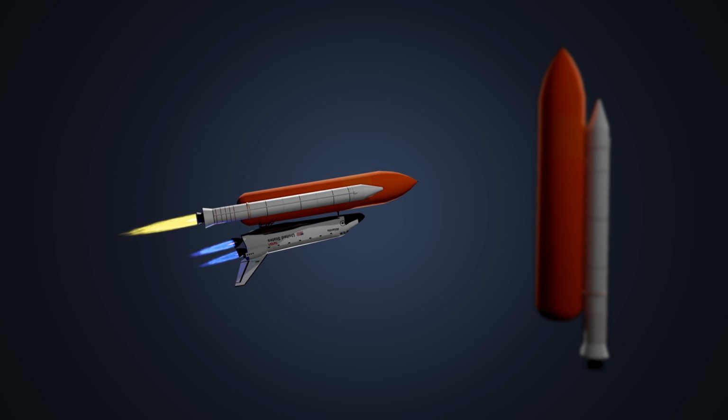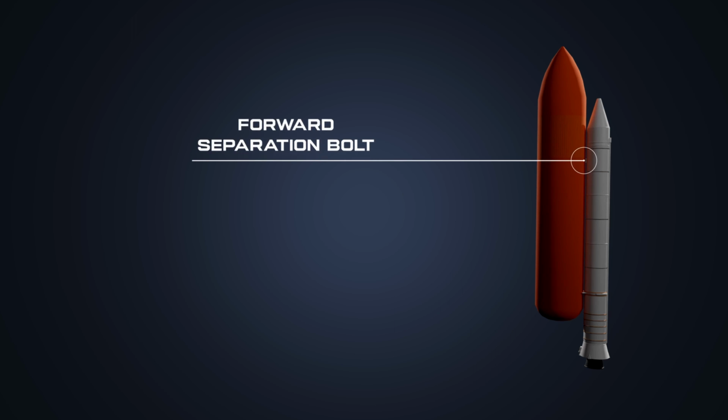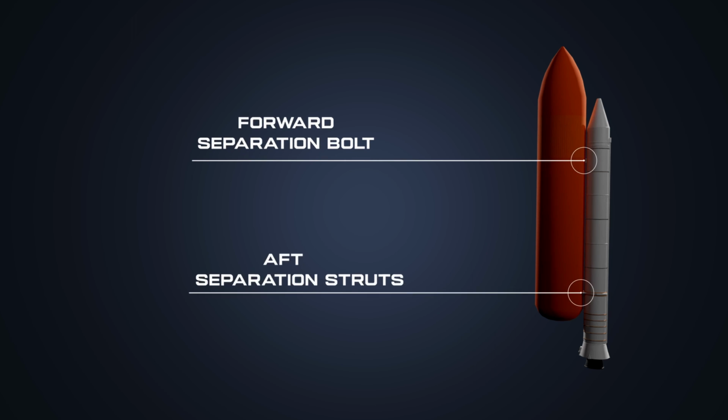At 44 kilometers of altitude and 2 minutes after launch, the two SRBs get separated from the external tank. The separation process includes breaking of connection points between SRB and external tank. SRB is connected to external tank at two points: at the top, with forward separation bolt, and at the bottom, with aft separation struts.